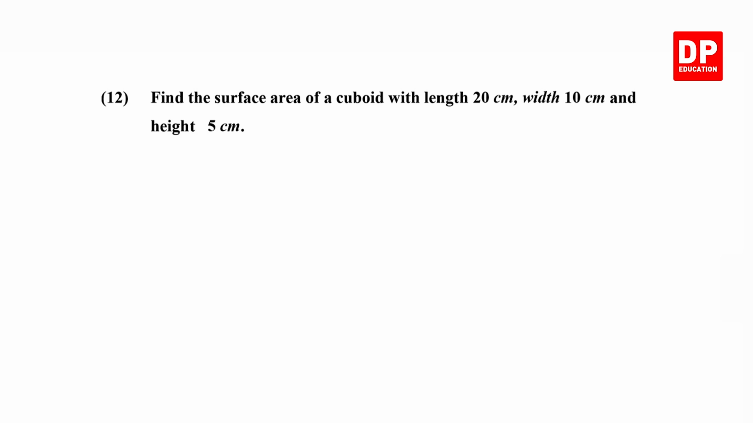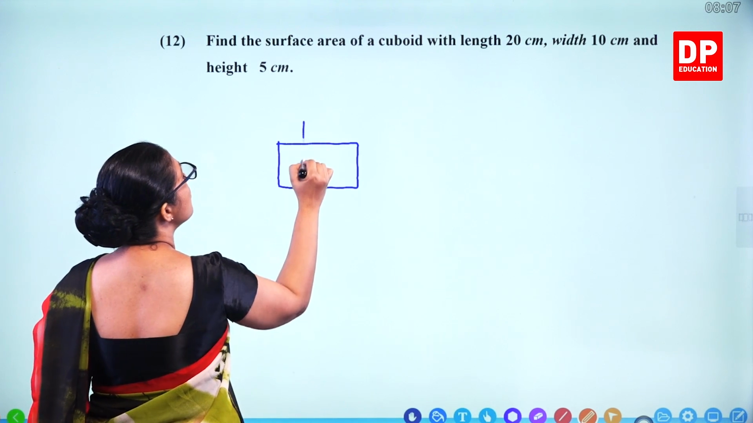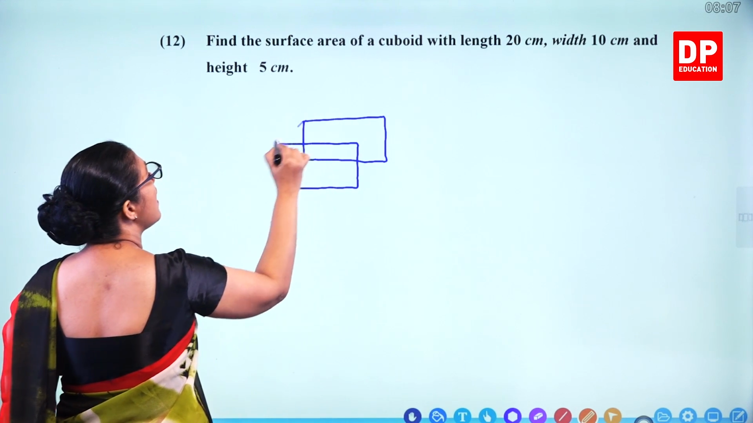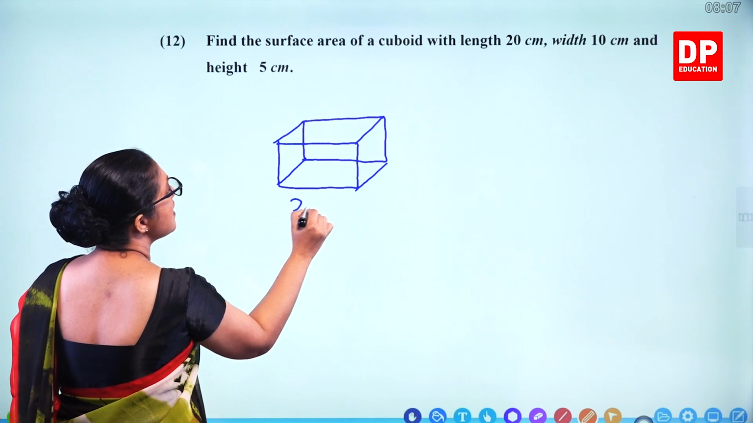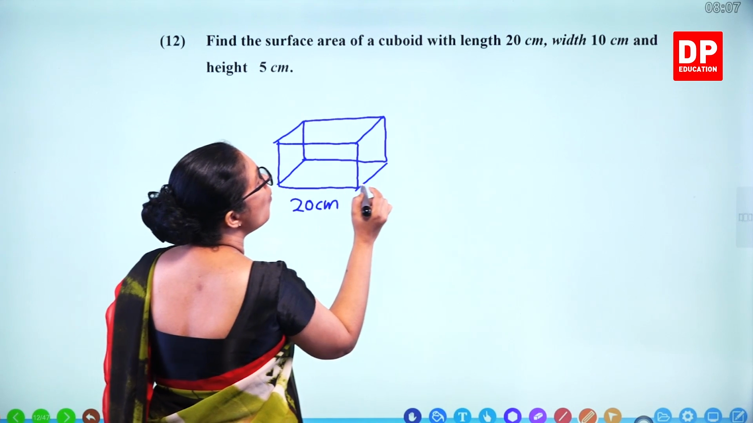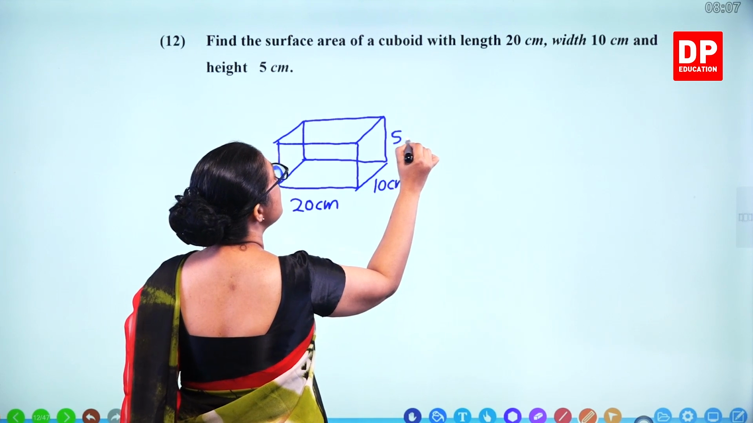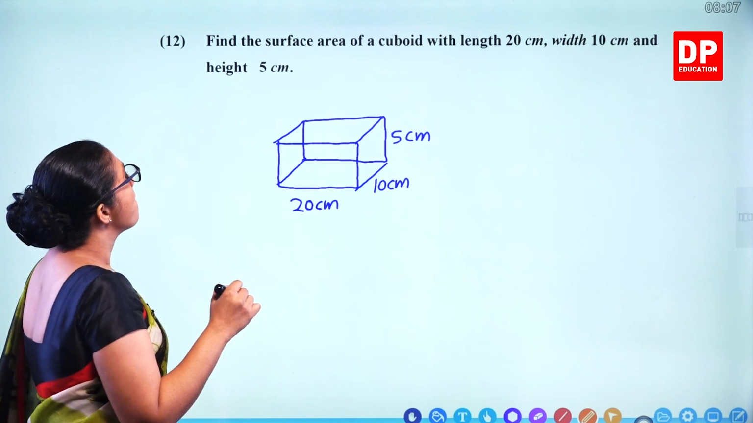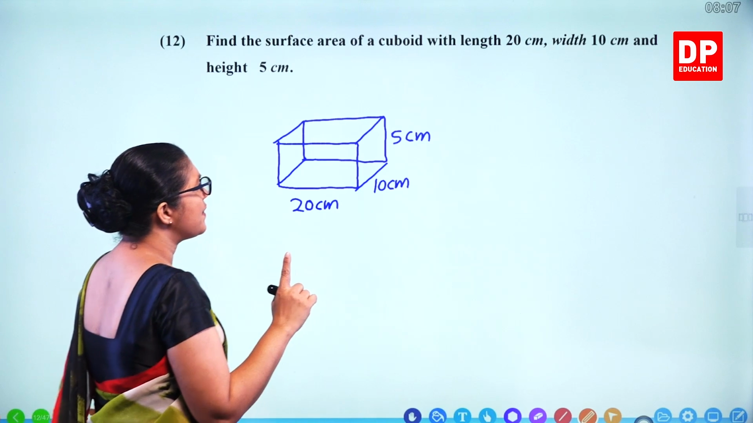Question number 12. Find the surface area of a cuboid with length 20. So cuboid means you get rectangles. Length is 20 centimeters. Width is 10 centimeters. And height is 5 centimeters. What's the surface area? Can you remember the method?